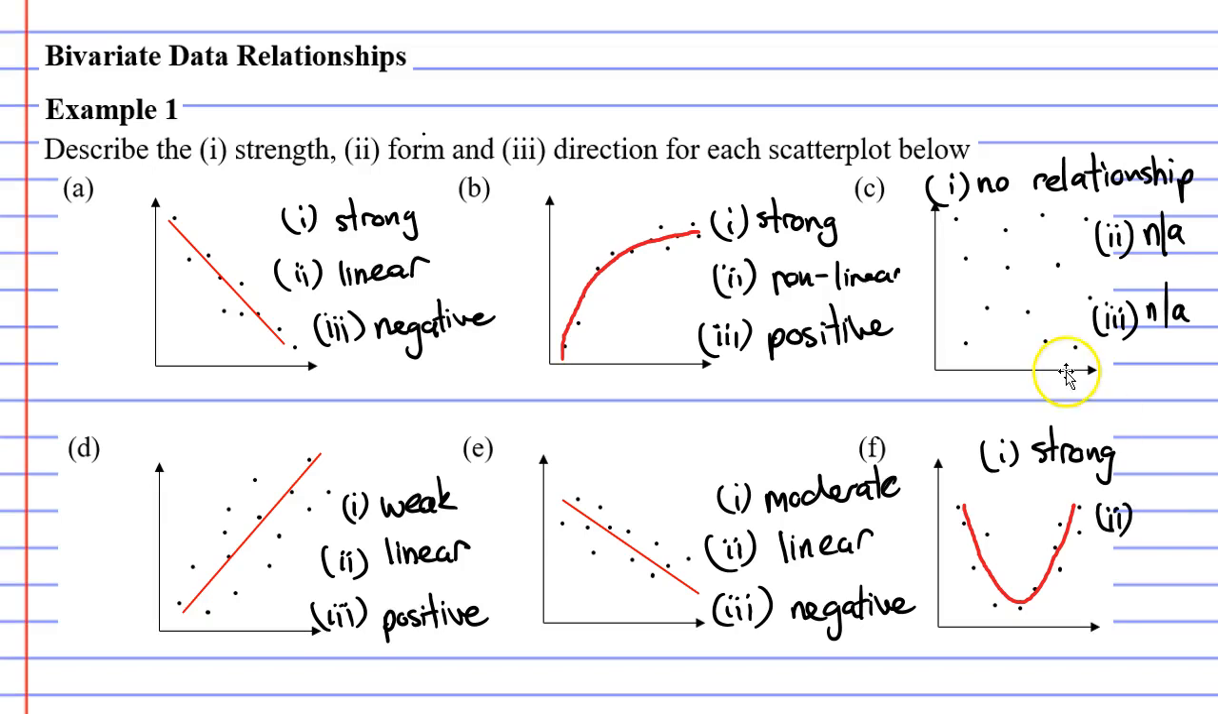Part 2, which is about the form, we know that this is not linear, so non-linear we'll write down. When we move on to part 3, which is talking about the direction, you'll notice that at one point it's going down, and at another point it's going up. So we've got a negative direction as well as a positive direction. When this happens, we're just going to have to write not applicable, because you can only write one of these, positive or negative. And quite often when you get curve shapes, you can't say whether it's positive or negative.